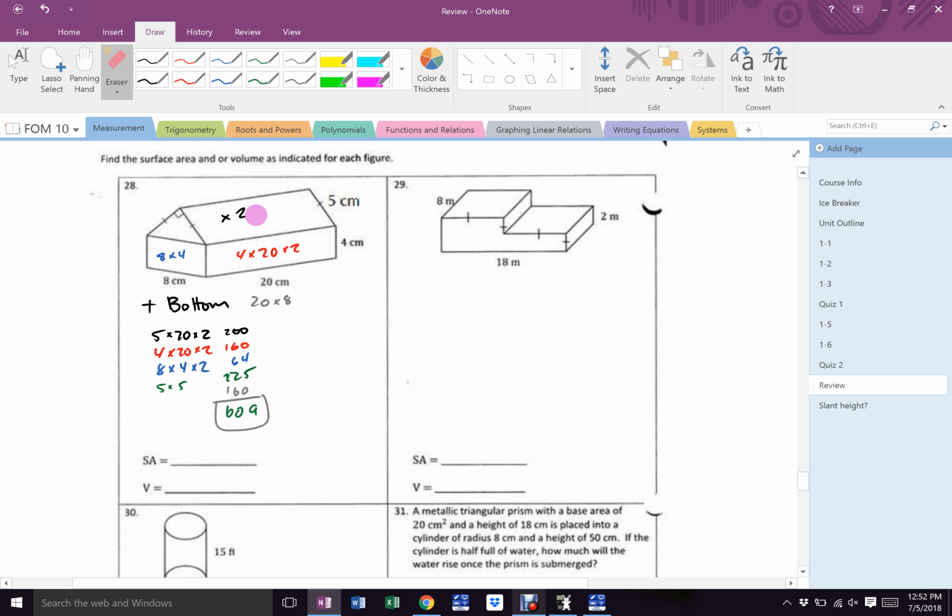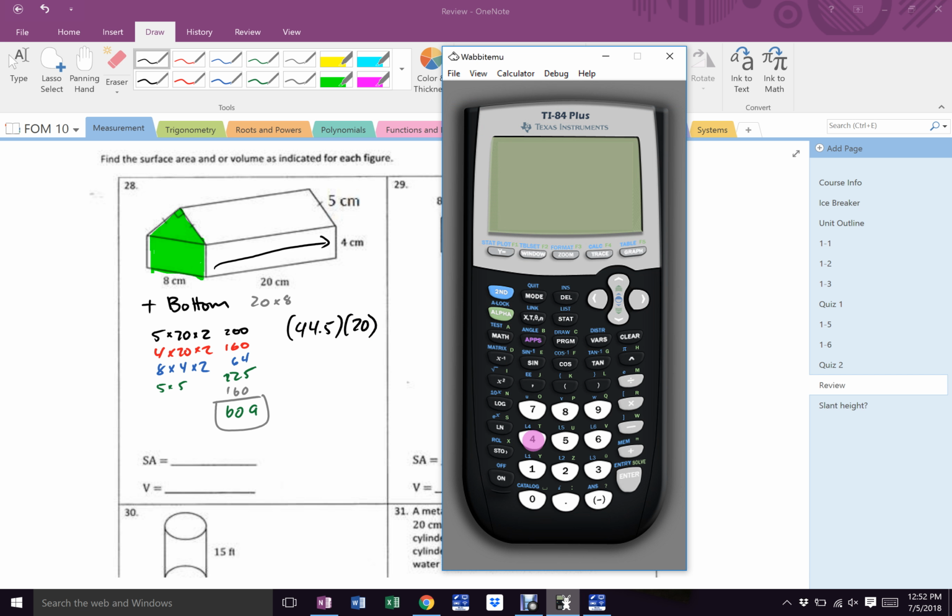And volume, since it's a prism, it's the area of the base. Because the base is the shape that repeats, times the height. So if you can find this area, multiply by 20, you get it. And the green area is 8 by 4 and 12 and a half, right? Because it's 5 by 5. 32 plus 12 and a half is 44.5 times 20. And that would get you the volume, which I can't do in my head. Oh, yeah, sure I can. 44.5 times 2 is 89.